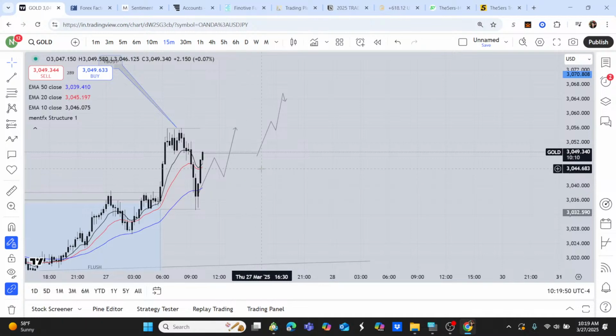This is looking really good. The candles are looking nicely and everything. Just a waiting game.